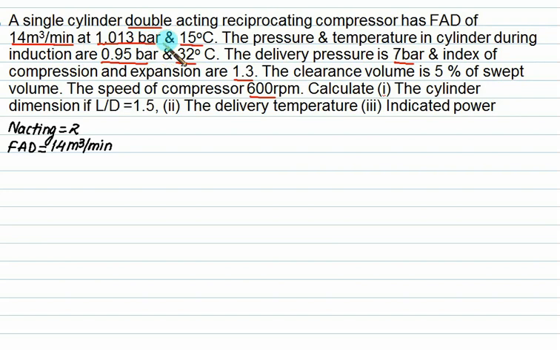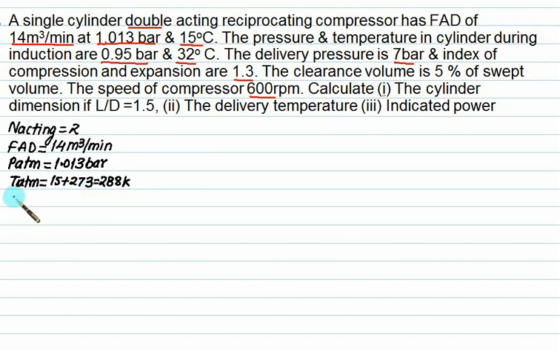Since double acting, we have 2. FAD is 14 meter cube per minute. The corresponding pressure, P atmospheric, is 1.013 bar. The corresponding temperature is 15 degrees Celsius, that is T atmospheric, 15 plus 273 is 288 Kelvin.